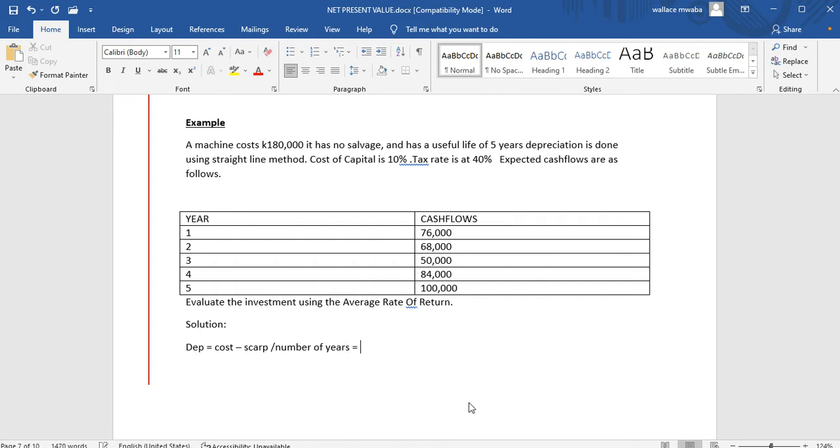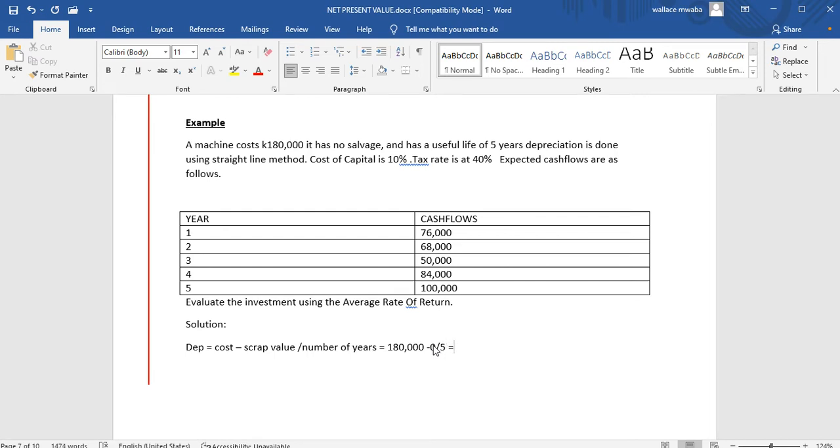So here our cost is 180,000, and we do not have any scrap value. Meaning after the end of 5 years, this machine will be worth nothing. Can't resell it for any amount. So 180,000 minus 0 divided by the number of years. The useful life is 5 years.